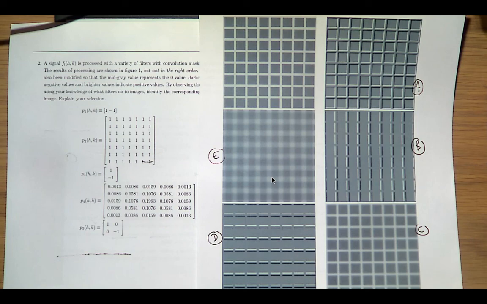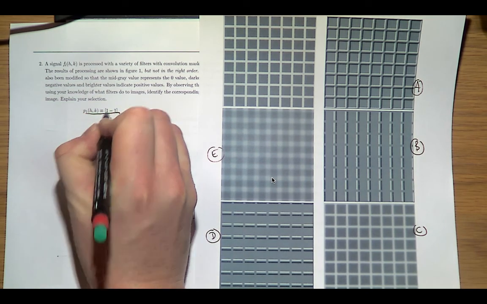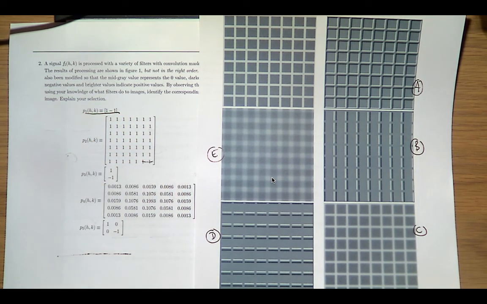All right, so let's start with this one, okay? So P1. So what do we have here? What kind of filter is that? Is that more kind of a low-pass filter or a high-pass filter? High-pass, yeah? Because if you have a minus sign somewhere, it's not a good start.